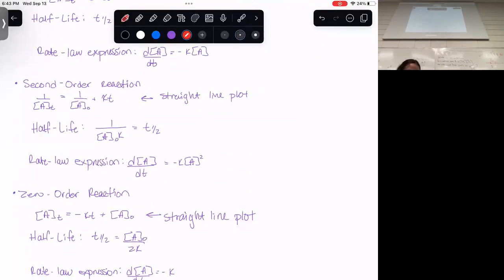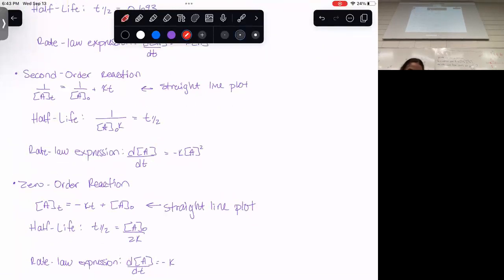For second order, again, your straight line plot is 1 over concentration. Like we saw just a second ago, your half-life is this here, where your t1/2 is dependent on the concentration this time. The first order was not dependent on concentration. Second order is dependent for your half-life. And then same thing, rate law expression.